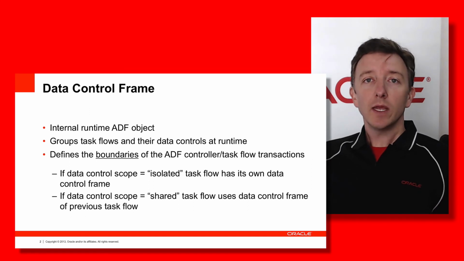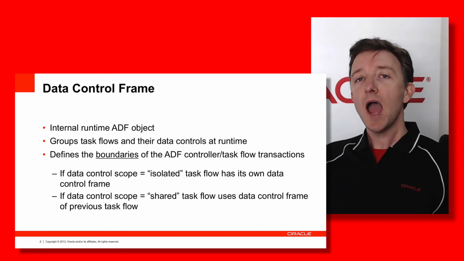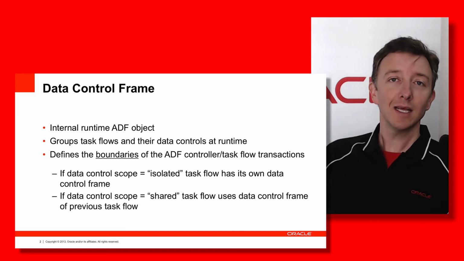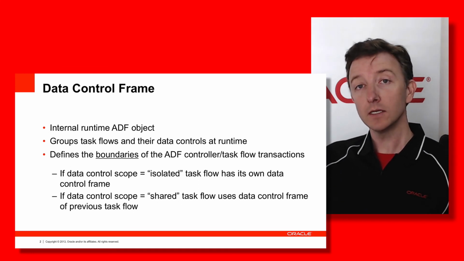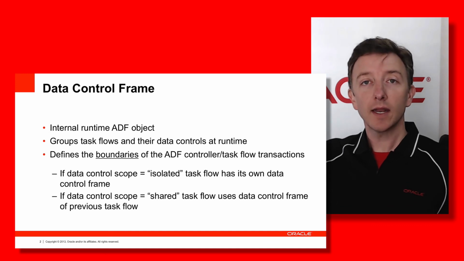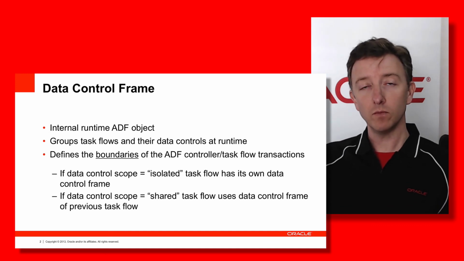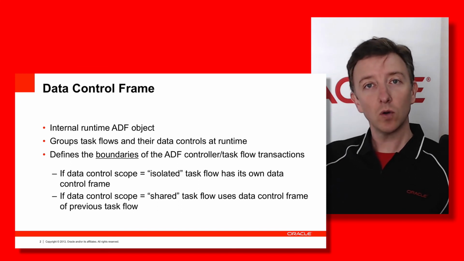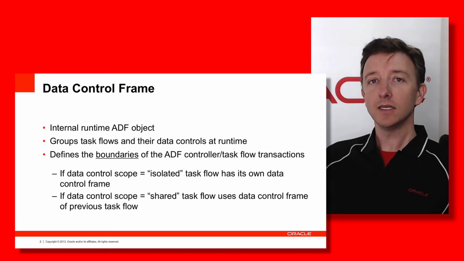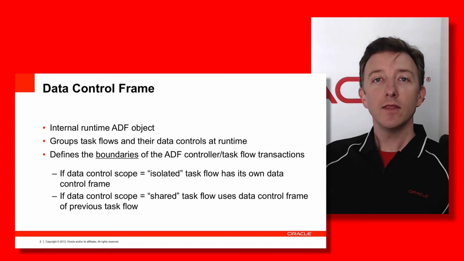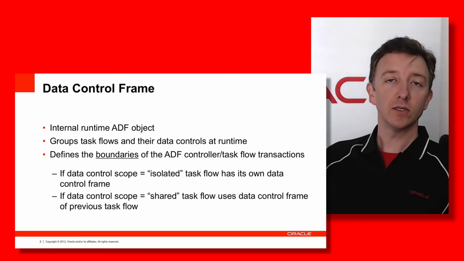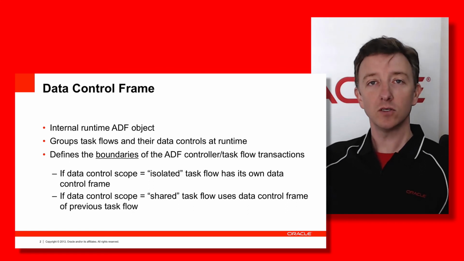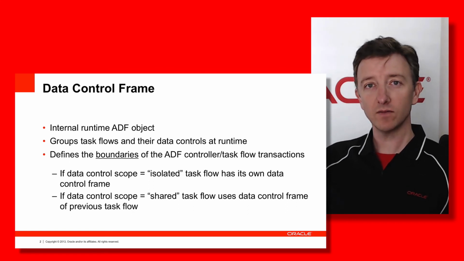Well, at any point in your application, if you have a bounded task flow with an isolated data control scope option set, a brand new data control frame will be created for you. Alternatively, if you have a bounded task flow that is called and it has a shared data control scope option set, then it will not create a brand new data control frame. It will use, or I should say, join the data control frame of the previous bounded task flow.